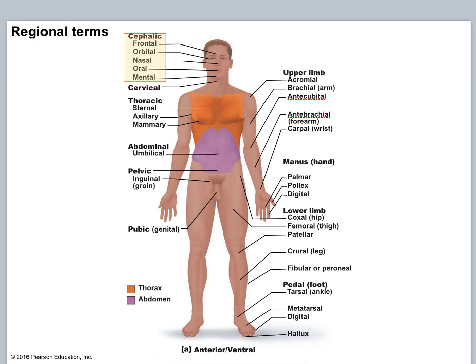For example, cephalic has to do with the head. Within the cephalic region, there's the frontal, which is the forehead region, the orbital, which is the eye socket, nasal is the nose, oral is the mouth, and mental is the chin.